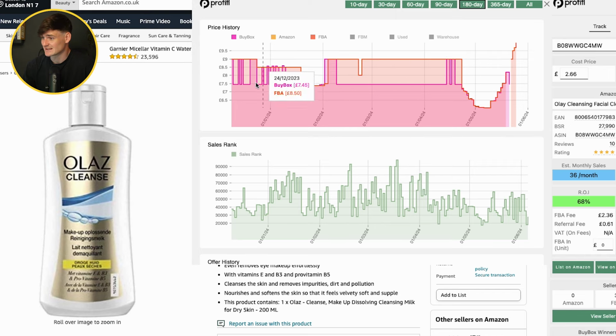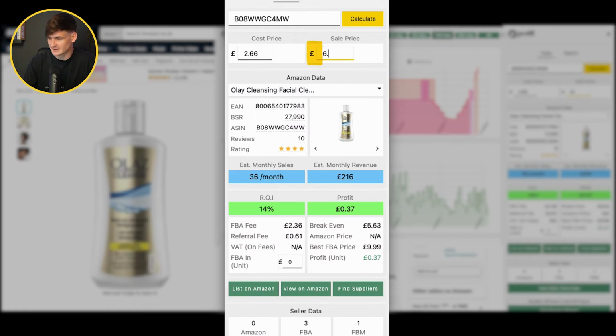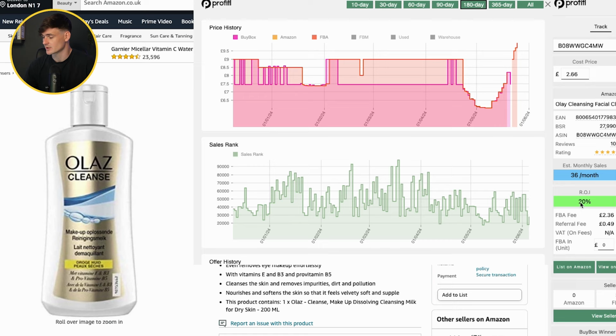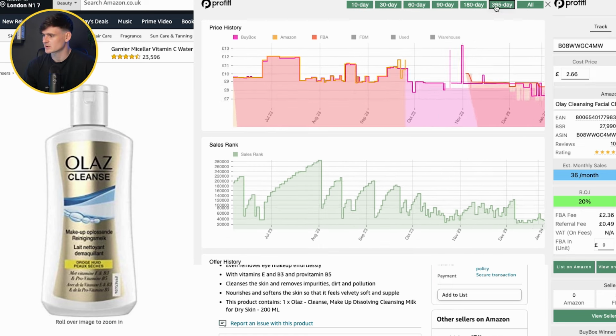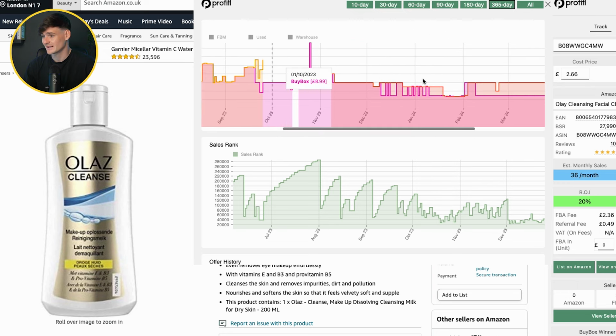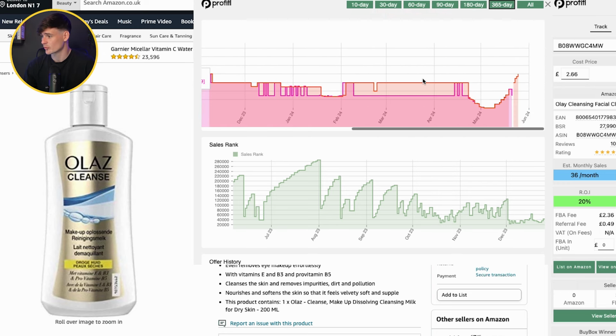Over the last 180 days, it had been around £7.45, except for about a 2-month period here where it did actually come down to £6.05. Now the important thing to look at here is if it did drop back down to this price, would we still be making a profit? So we'll just change the price here to 6.05, and it drops us down to a 20% return on investment. So it does take us under our threshold for 30% return on investment, but it was for only a very short amount of time. Let's just switch it back to an even longer period now. And again, we can see it's a fairly stable price. So we don't think there's too much risk of this price coming down.